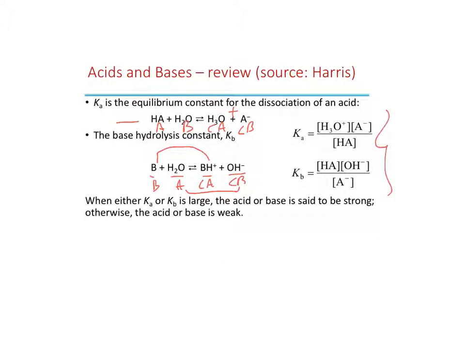And over here, we have the corresponding equilibrium constants. Ka has H3O+ A- over HA, and Kb has HA OH- over A-, all of which come straight from here. The numerator is the products of the reaction, the denominator is the reactants in the reaction, and we don't include water because that's a solvent. And we would say that when Ka is big or when Kb is big, we have a strong acid or a strong base. Otherwise, in most cases, we have weak ones.